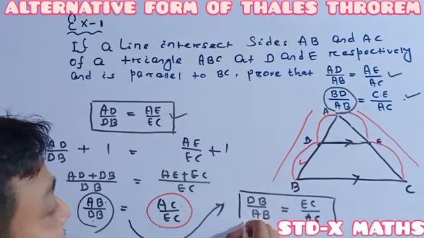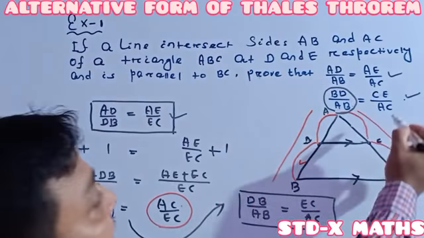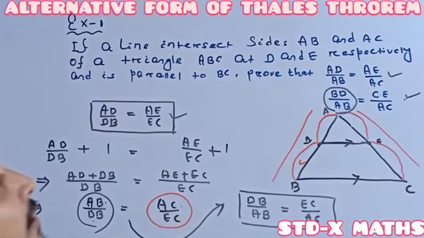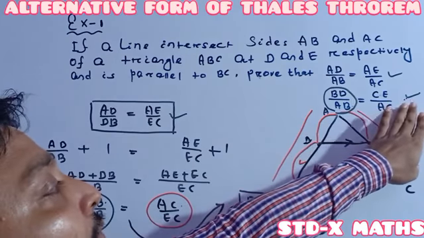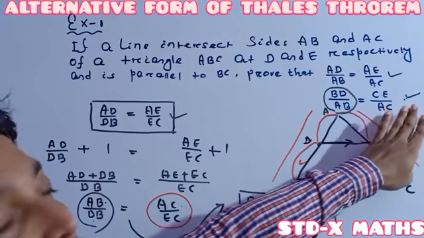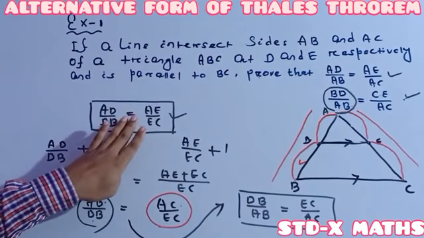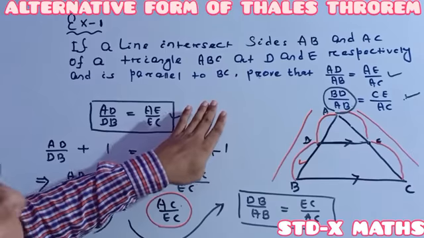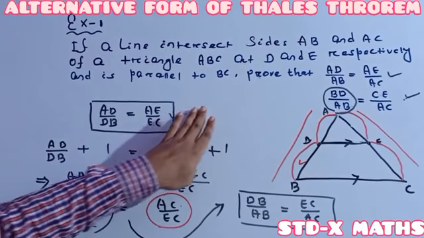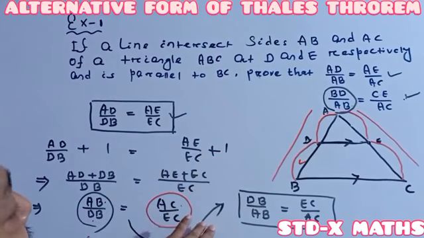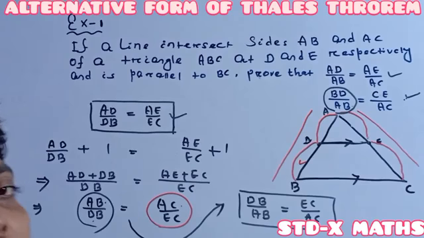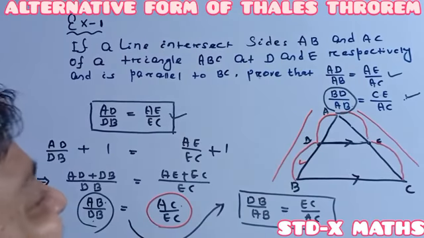And that is our required result, the same thing we have already got. So the second result we already proved by adding 1 to the normal Thales ratio on both sides. The second one we can also prove in the same way, but a little differently.